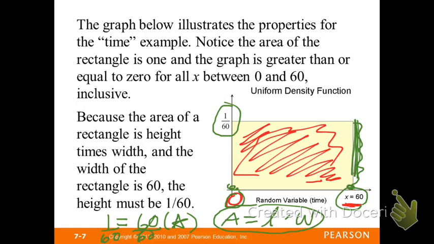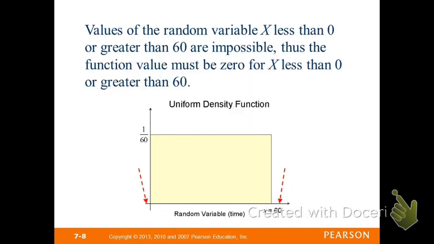Now let's answer a question regarding probability. Values of the random variable x less than 0 or greater than 60 are impossible. Thus, the function value must be 0 for x less than 0 or greater than 60. Okay? So that's just a fancy way of saying we're only looking at the domain from 0 to 60.